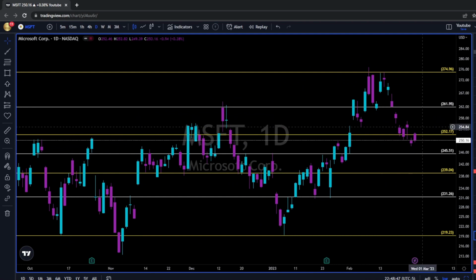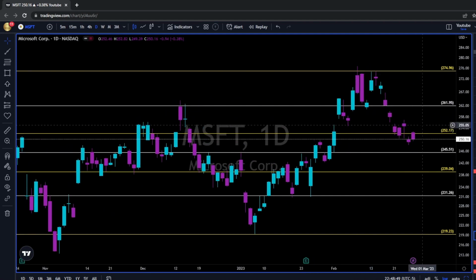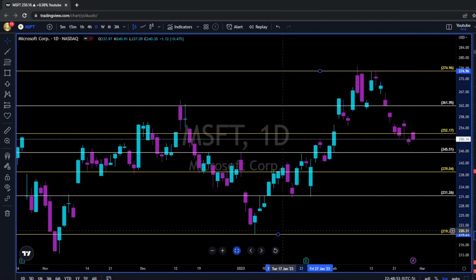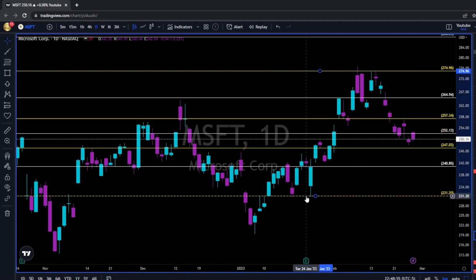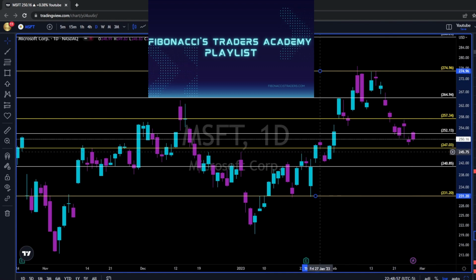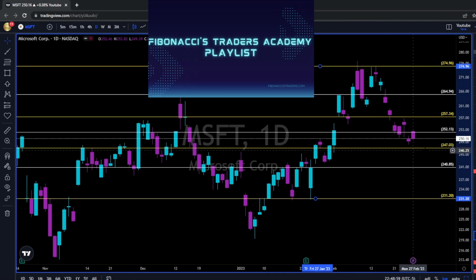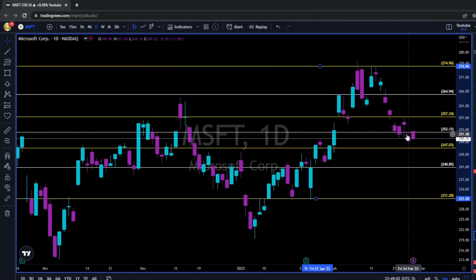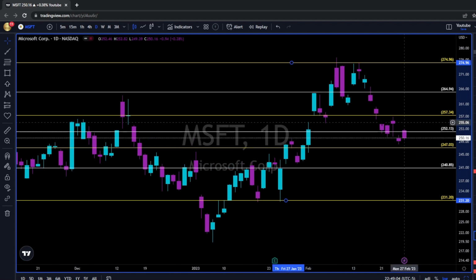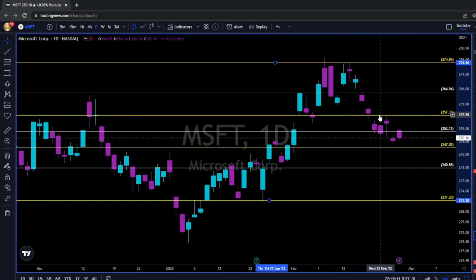Microsoft, very nasty price action on Microsoft. Nothing much for me on this one. Swing low, swing high. 618 is holding as support. 50 holding as resistance. For me, I would like to see this area validate as a new higher low. Confirmation, for me at least, above 258.